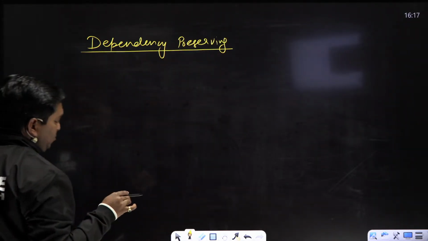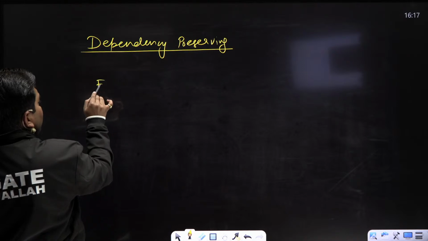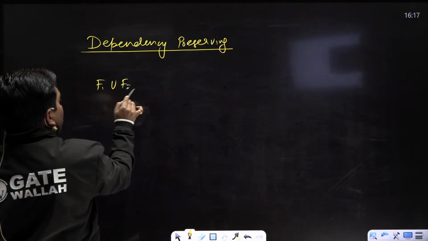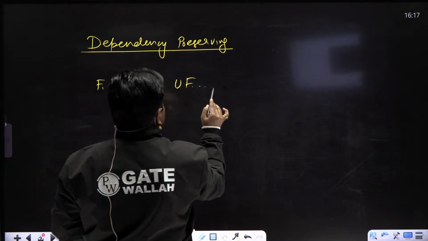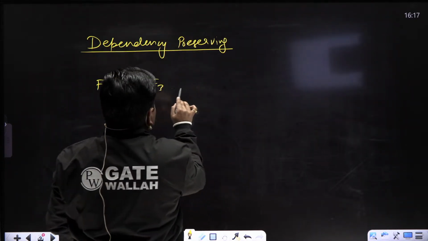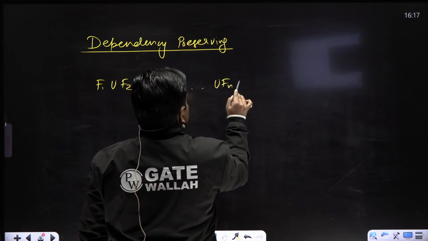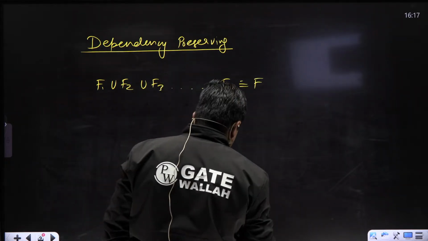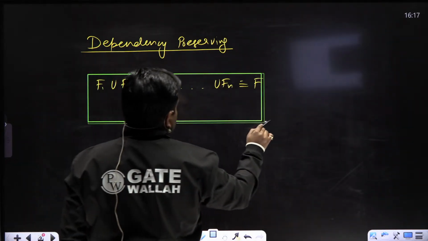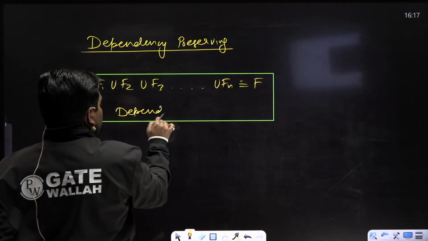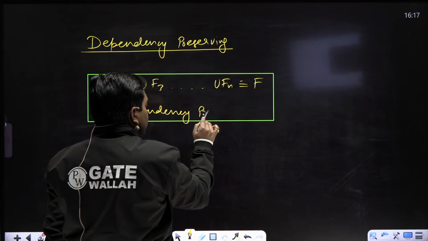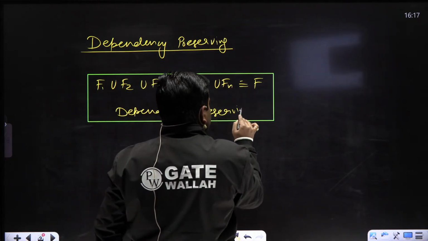And what about dependency preserving? You know the concept of dependency preserving: whenever you take the union of all FD sets in each and every subrelation, if you are getting the original FD set, then we can say dependency preserving. Dependency preserving, my dear student.